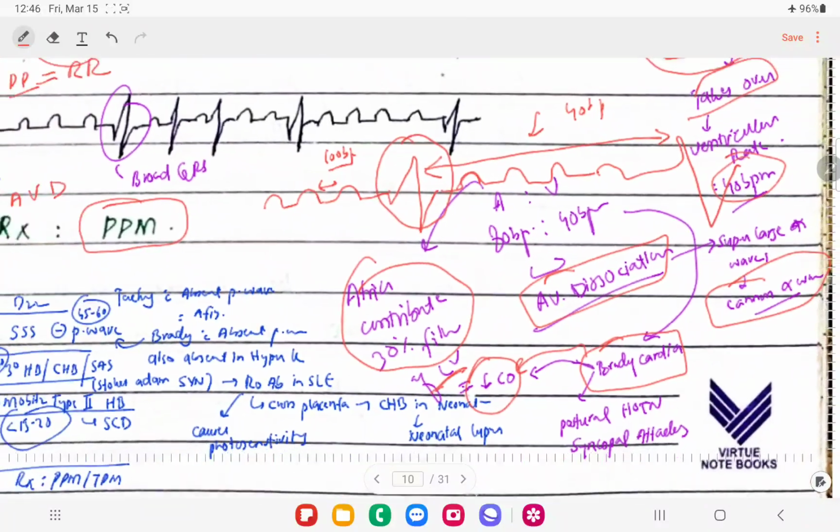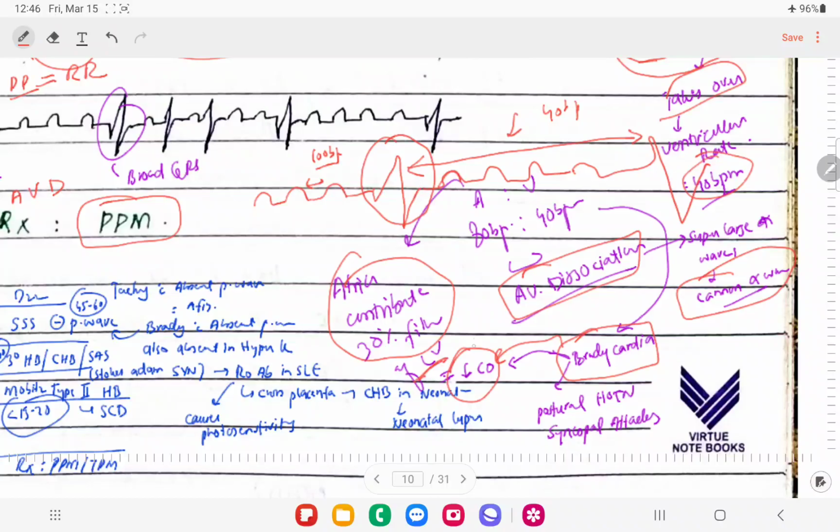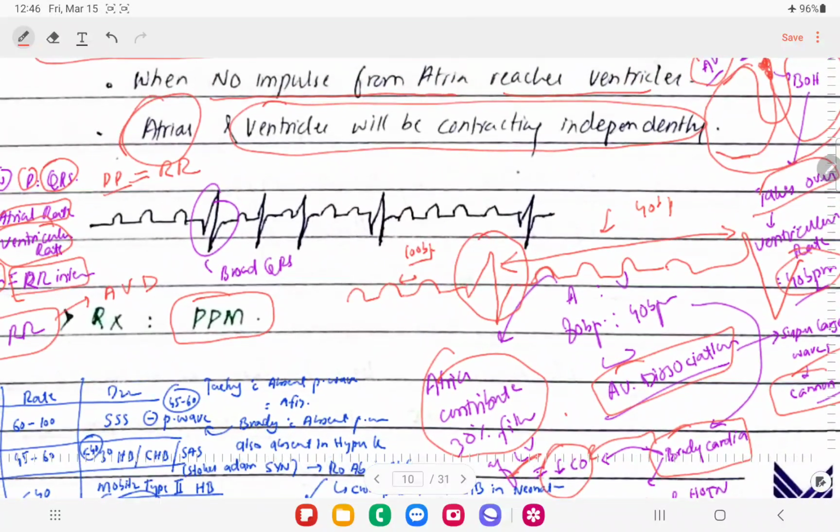So these patients are going to have recurrent syncopal attacks due to the drop of cardiac output. So they definitely are going to need a permanent pacemaker, right? So that's all for the third degree heart block.